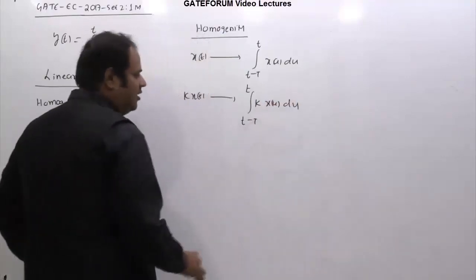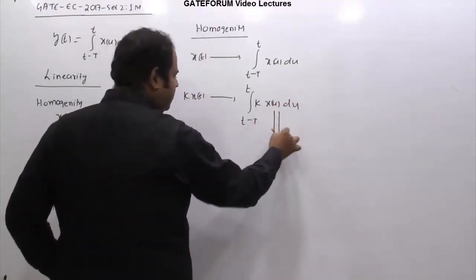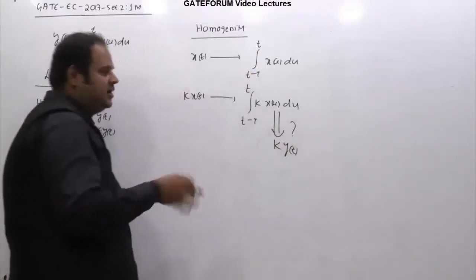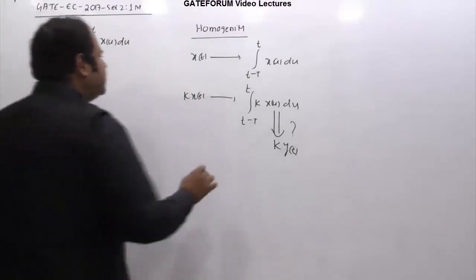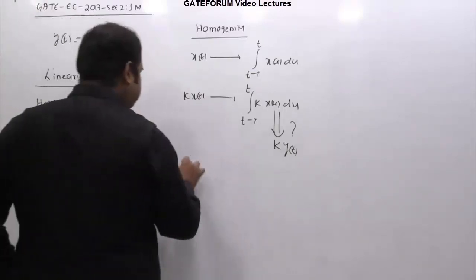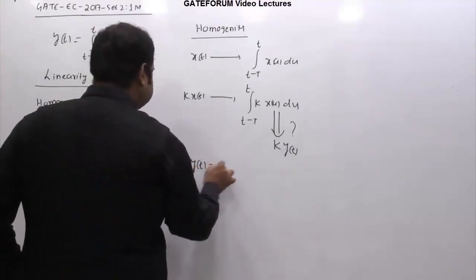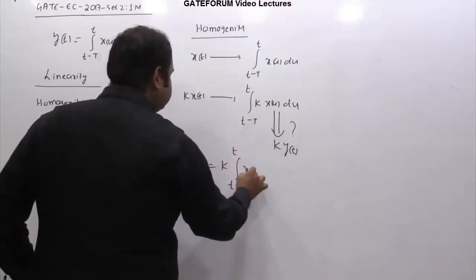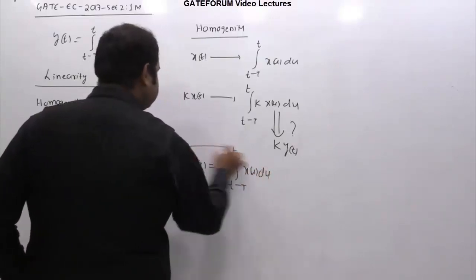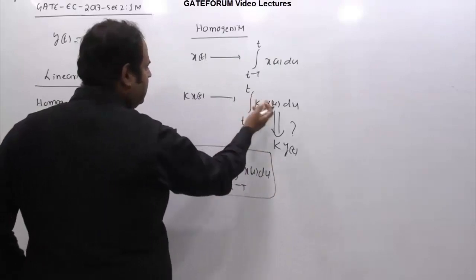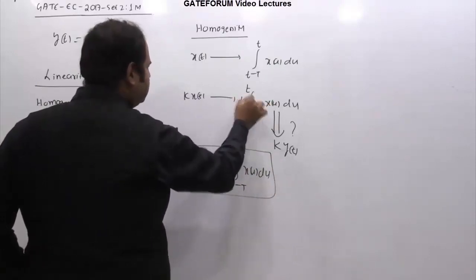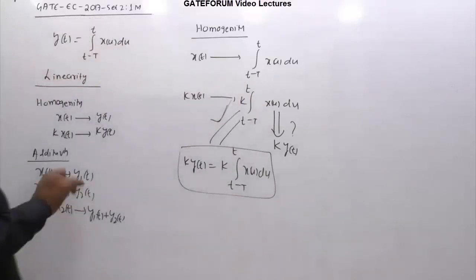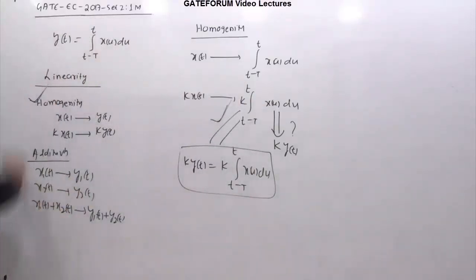Now I have to check whether this particular expression is equivalent to k times y(t) or not. This is the question mark. If yes, it is said to satisfy homogeneity. So what is k times y(t)? k times y(t) equals k multiplied by the integral from t minus T to t of x(u) du. Now you can see that because k is a constant, it can be taken out, and these two are exactly the same. So this system satisfies the condition of homogeneity.